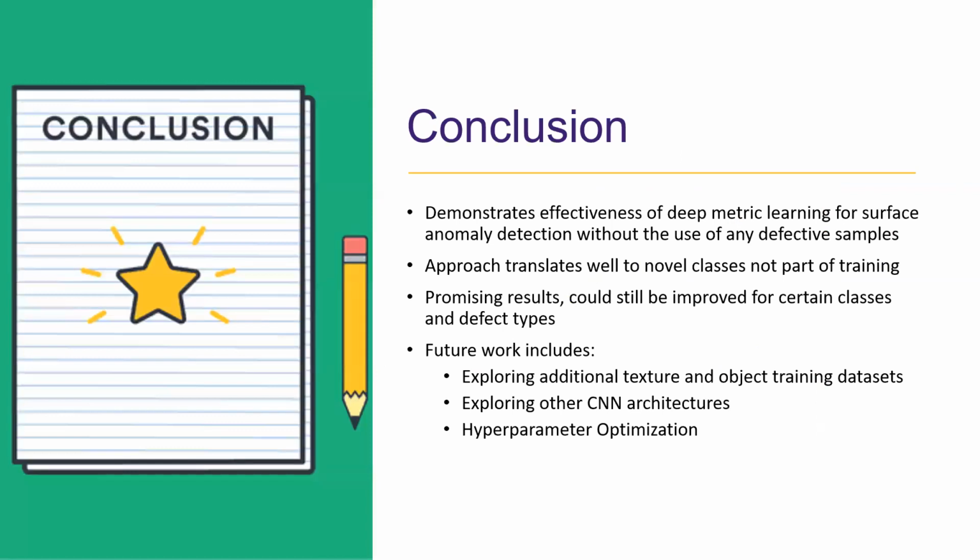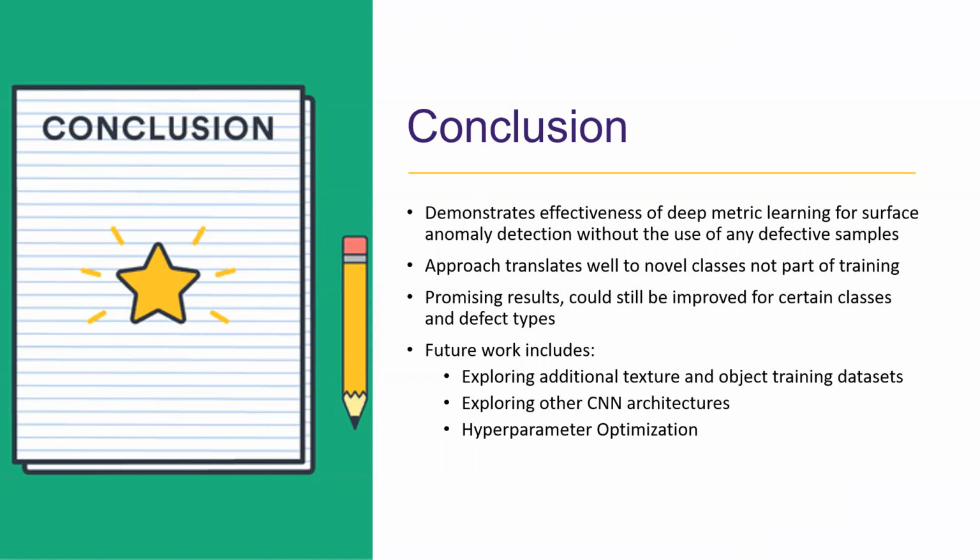As for the conclusion, this paper demonstrated how deep metric learning can be effectively used for surface anomaly detection of different defect types without the use of any defective samples. It further showed how this approach translated well to novel classes that were not part of the training dataset, as 2 of the 4 novel classes achieved a perfect AUC score of discrimination between the defective and non-defective images. Results were promising, but they could still be improved for certain classes and defect types.